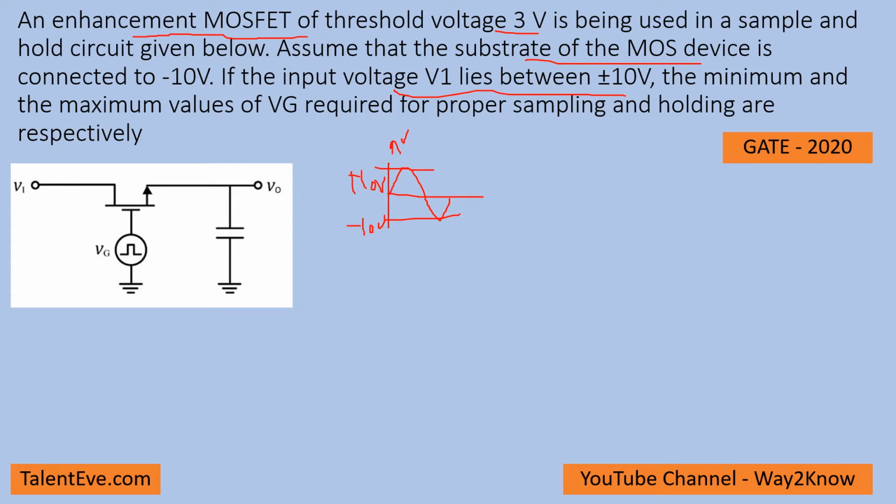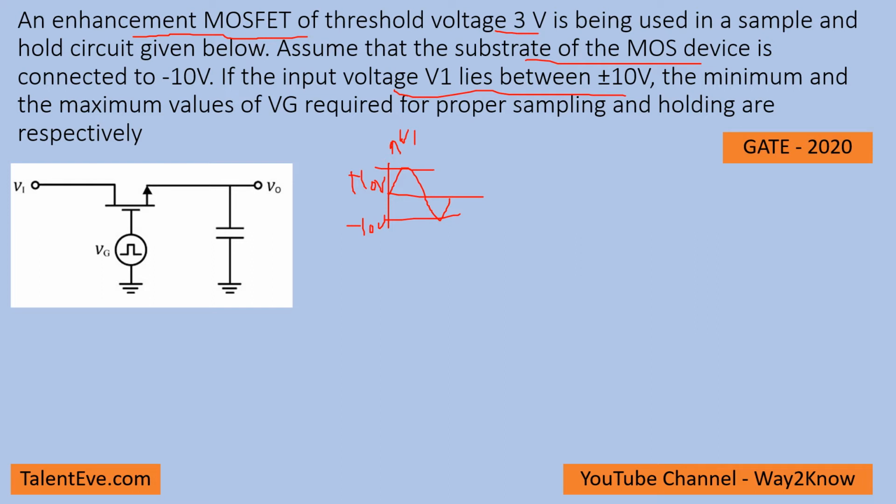Now, what are the maximum and minimum values of Vg required for this MOSFET with this given input voltage is what we have to calculate. Considering this scenario, first we need to understand what a sample and hold circuit is. It may not be relevant to discuss here, since we are just talking about MOSFET operation, but still it is better we understand it.